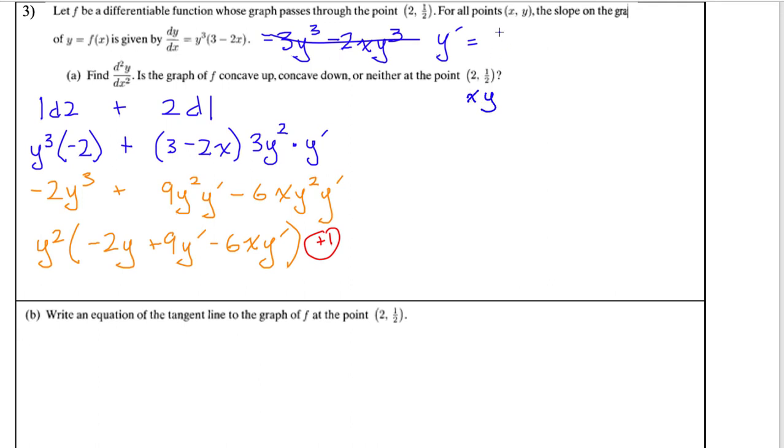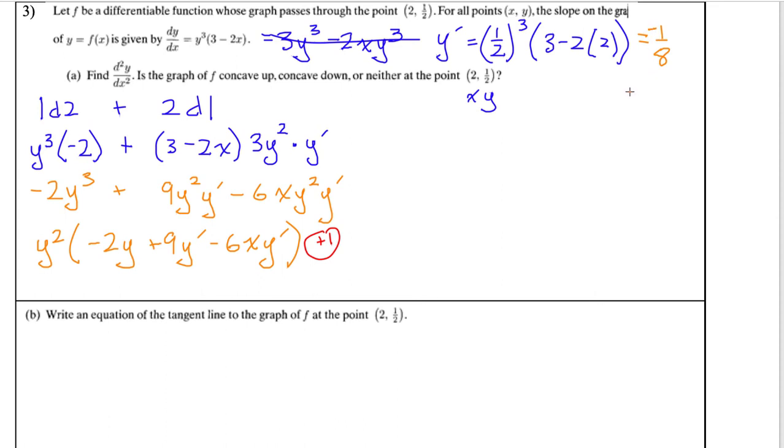Our y prime is 1/2 to the power of 3 times the quantity of 3 minus 2 times 2. So 1/2 to the power of 3 is 1/8, because this 3 gets distributed to the top and the bottom. 1 to the power of 3 is just 1, 2 to the power of 3 is 8. That's where that came from. Next, 2 times 2 is 4, 3 minus 4 is -1. So the answer here is -1/8.